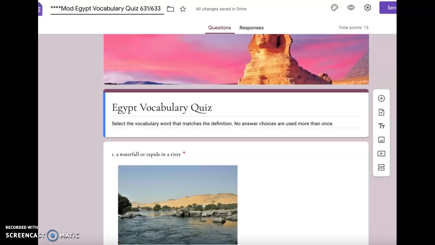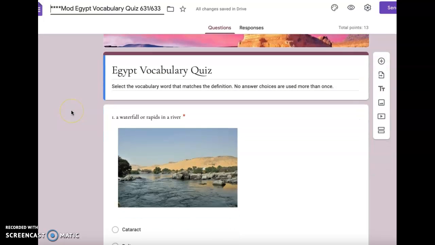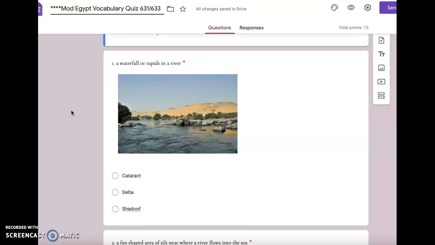Egypt vocabulary quiz. Select the vocabulary word that matches the definition. No answer choices are used more than once. Number 1. A waterfall or rapids in a river. Cataract, delta, or shadoof.